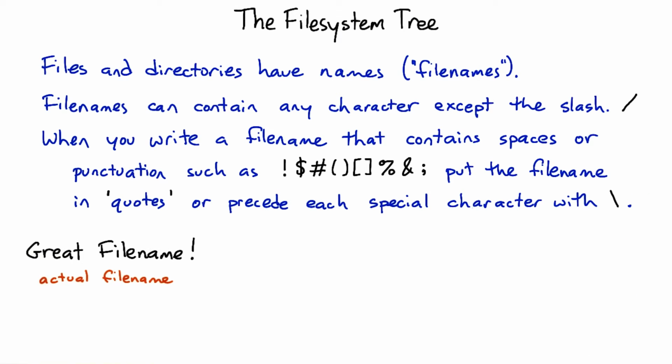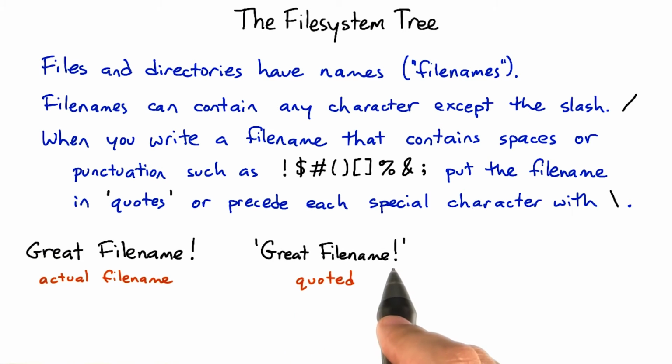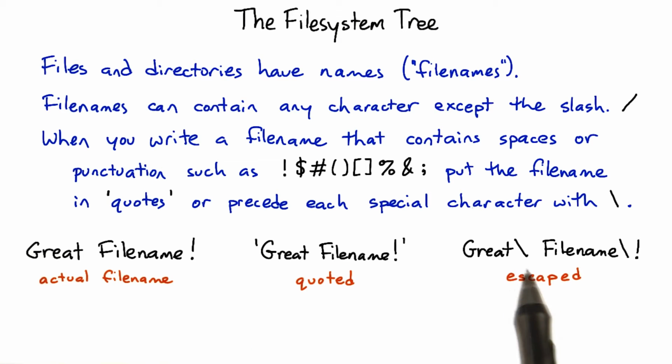So for instance, if you had a file whose actual file name was "great file name!" with spaces, when you're talking about that file in the shell, you would write it either as 'great file name!' inside single quotes, or as great\ file\ name\!. This is called quoting, and this is called escaping. The reason for this is that these characters all have special meanings to the shell, and putting a backslash in front of them tells the shell to treat them as ordinary characters.